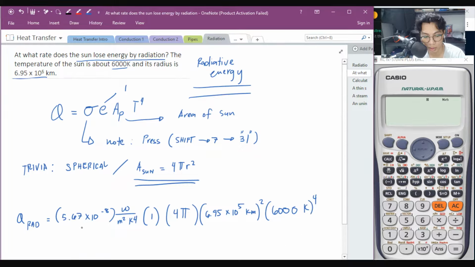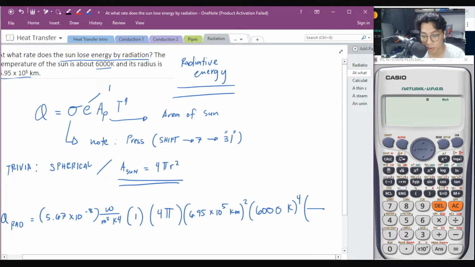Para makancel natin, we have to create a conversion factor. So, naka-square yung kilometer mo dito. How many meters are there in a kilometer? So, there are 1,000 meters in every kilometer. But naka-square siya, so we square. We cancel all the same units para mag-arrive tayo in watts. Okay? So, cancel natin yung meter squared, kilometer squared, yung Kelvin to the 4th, Kelvin to the 4th. Now, we have only a sole unit, which is in watts.